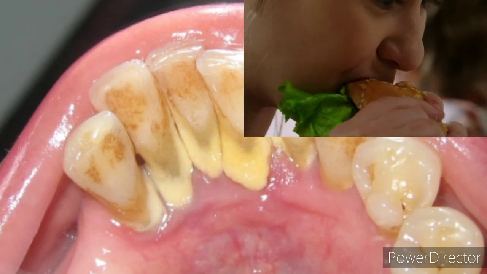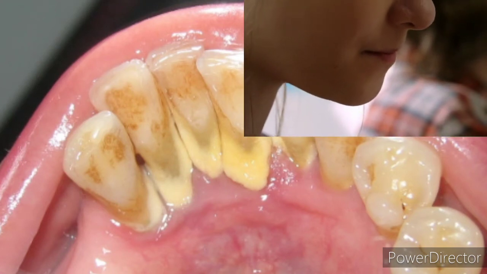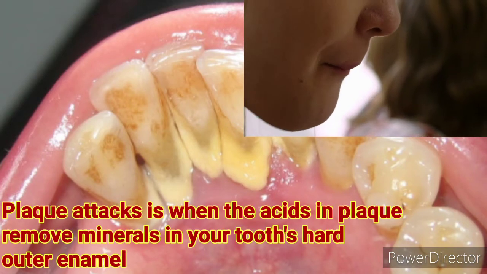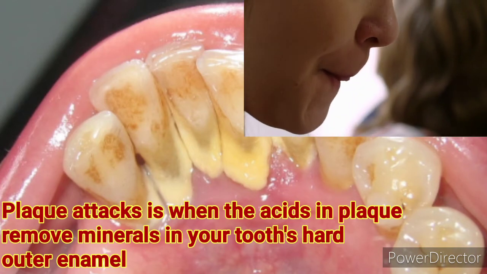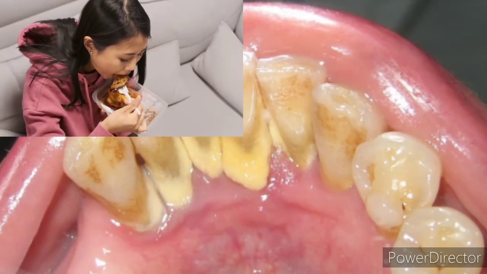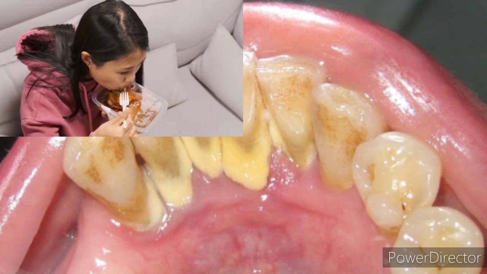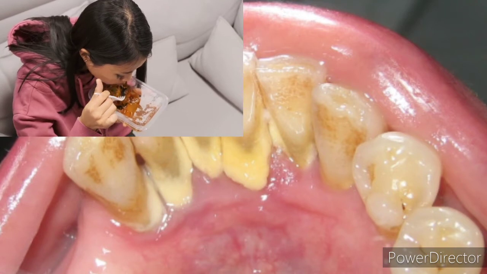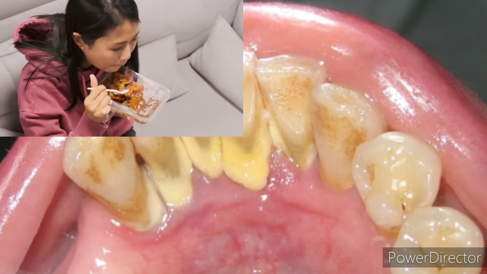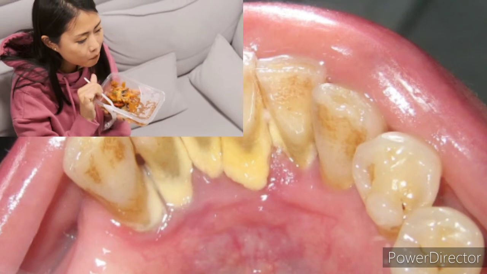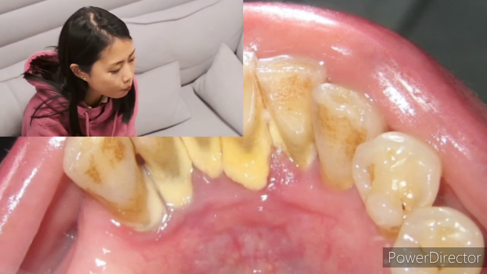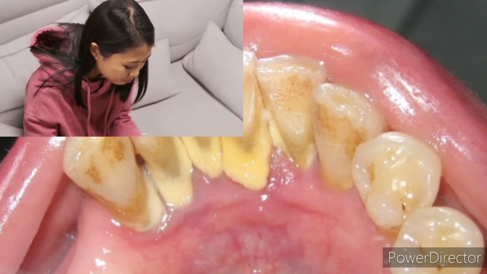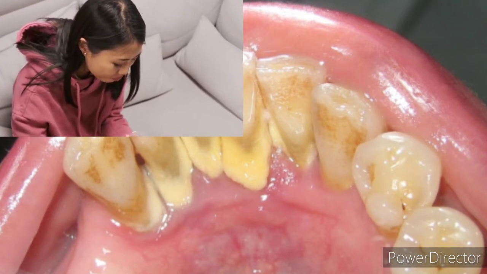Now let us go to the second cause of cavities, which is called plaque attacks. The acids in plaque remove minerals in your tooth's hard outer enamel. Remember that outer part of the teeth we said is the enamel. So these acids in plaque remove minerals in your tooth's hard outer enamel. This erosion causes tiny openings or holes in the enamel. The first stage of cavities is this.